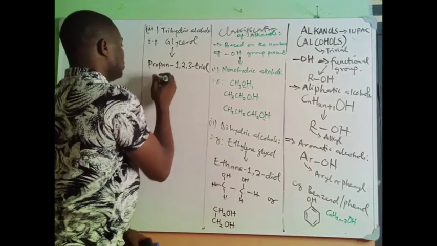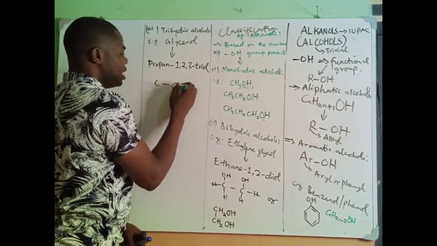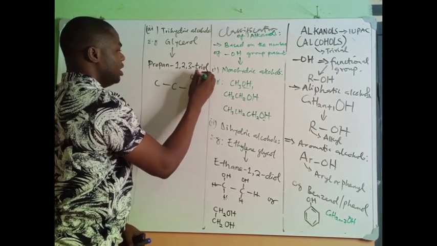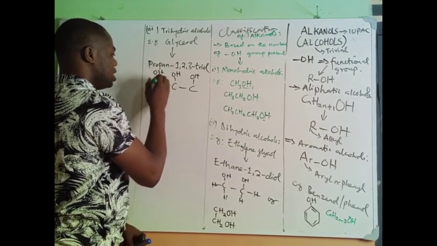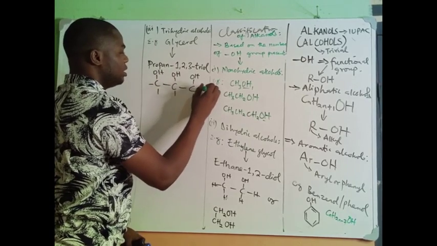So that is it. This is the structure here. That is the structure. OH will be in all the carbons. There are 3 OH. So that is it.